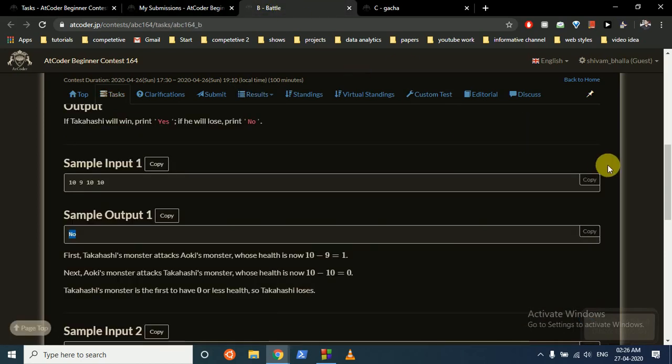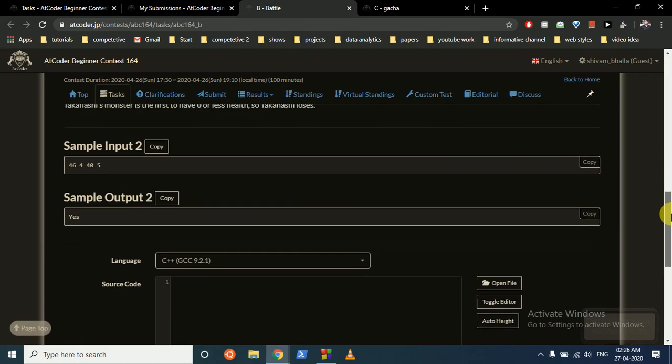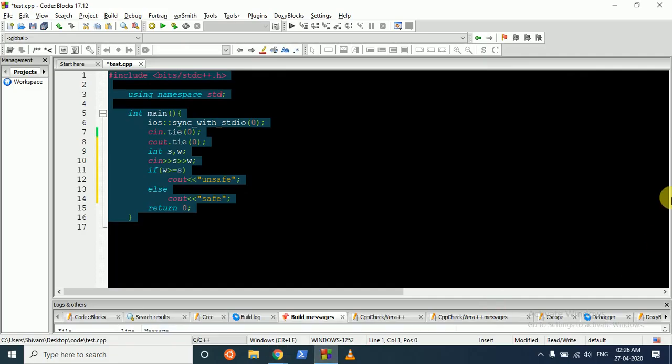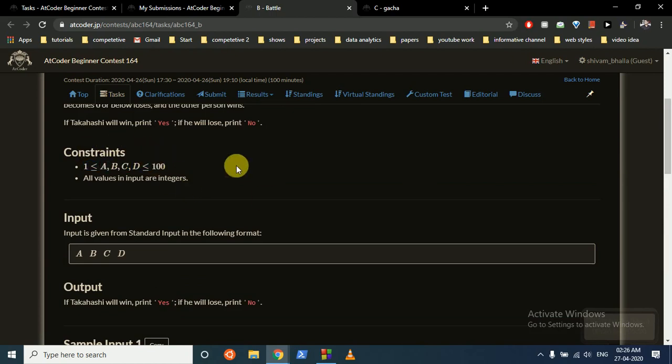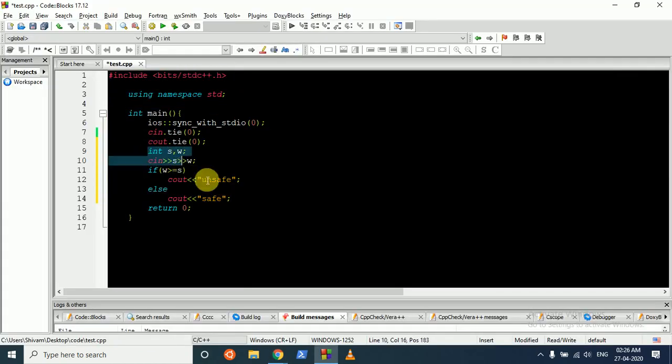Okay. So now let's just code it. We can do a while loop here because the constraints are very small. We can easily do a while loop. Okay.